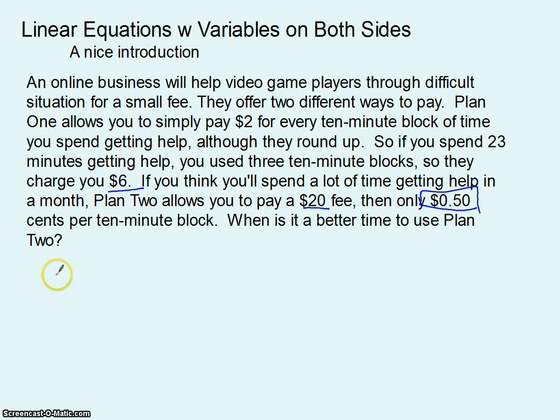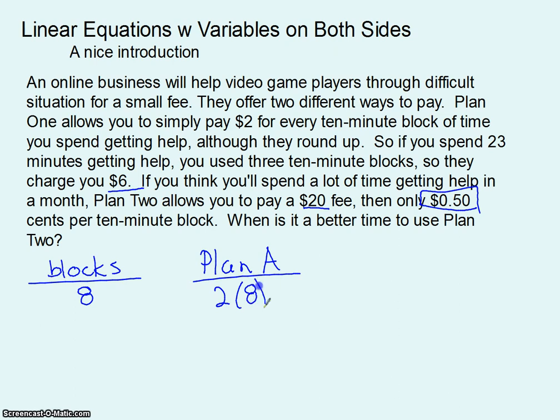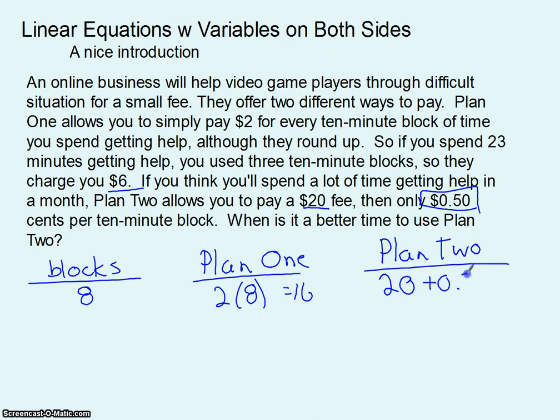But let's try this. Suppose we use 8 blocks. Well, for Plan 1, they're going to charge me 2 times $8, so $16. For Plan 2, how much is it going to cost me? Well, $20 up front and then 50 cents for each block. So 50 cents times 8, that's 4, plus 20, so $24. Okay. Still not a great idea to go with Plan 2. They charge you a lot more.